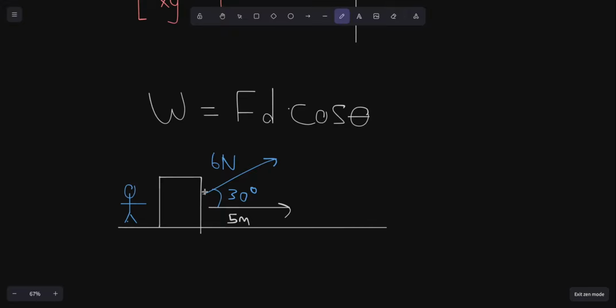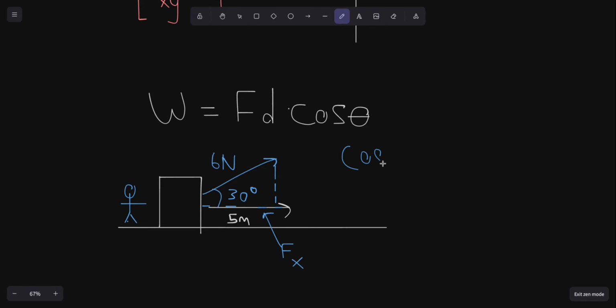So you can imagine that our force vector has an x component, and it also has a y component, right? Some force gets directed along the same direction as our displacement, and some force is kind of just useless, because we're trying to push the box to the right. We're not trying to push it up. So we really only care about the force in the x direction. And how do we get the force in the x direction? Well, we can use cosine.